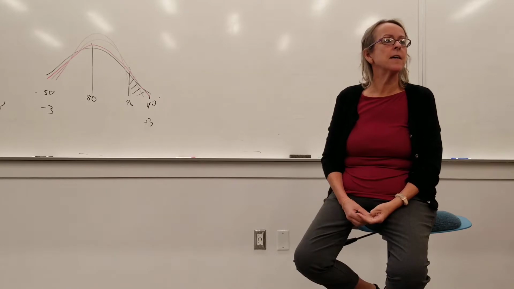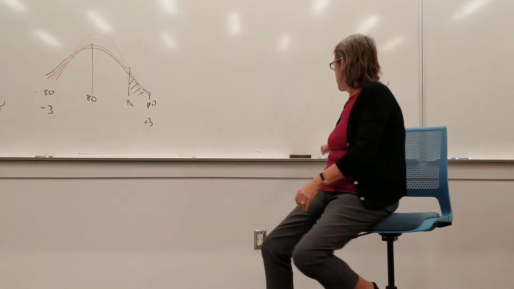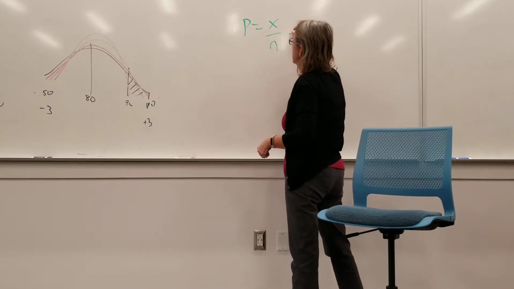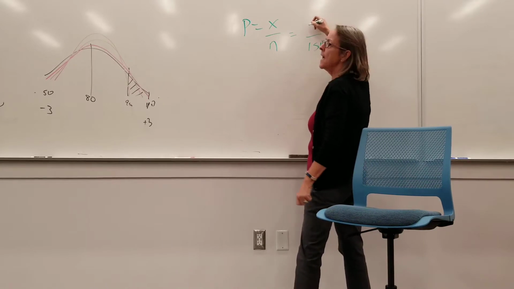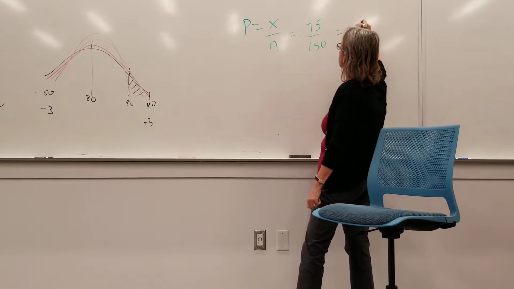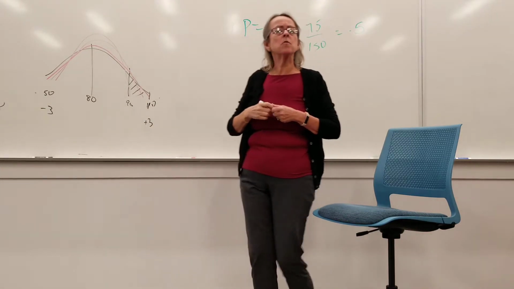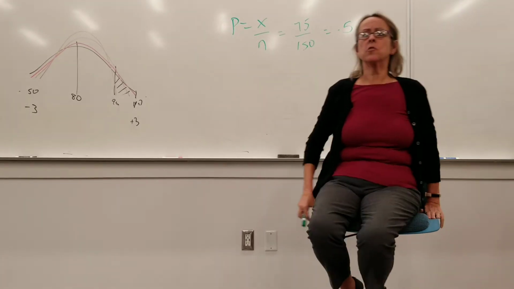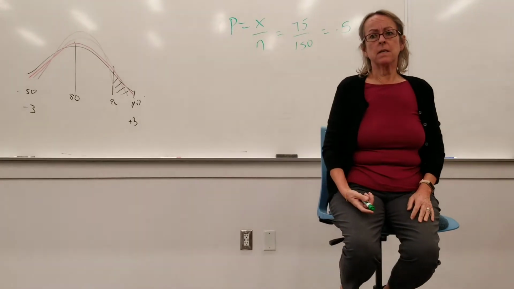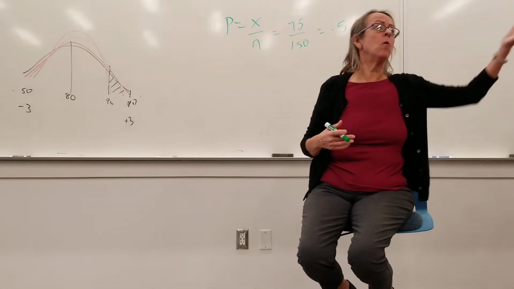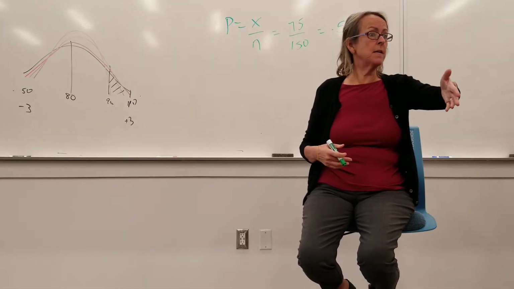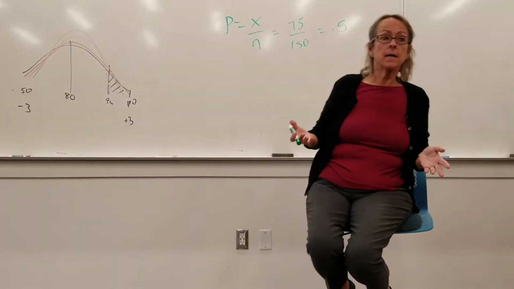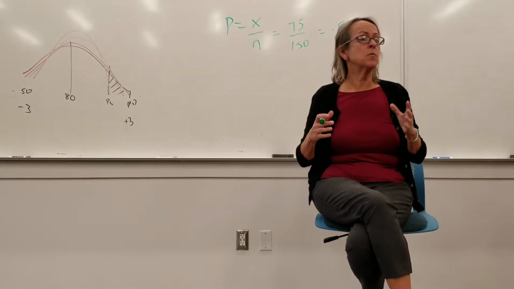50%, 75 divided by 150, right? To come up with your proportion, a proportion is x divided by n. In this case, n is my sample size, and x is how many of them had the attribute you're looking for. A proportion is always between 0 and 1. If I say, what proportion of the pie did you eat? You can eat none of it. Maybe you ate all of it. You could have eaten 50% of it, or a quarter of it. You can't eat 3 of it because there's only 1 pie. So a proportion is between 0 and 1.